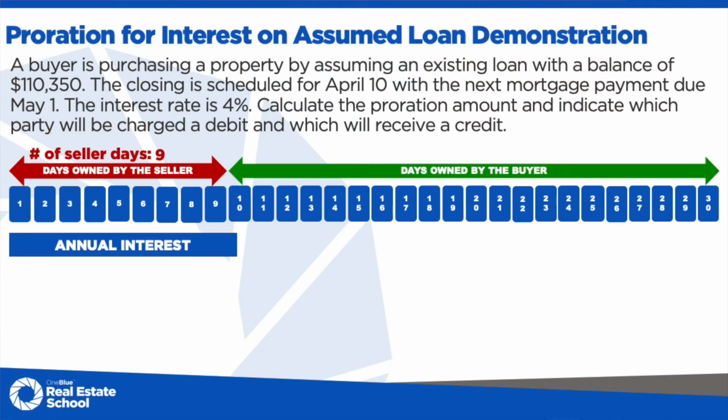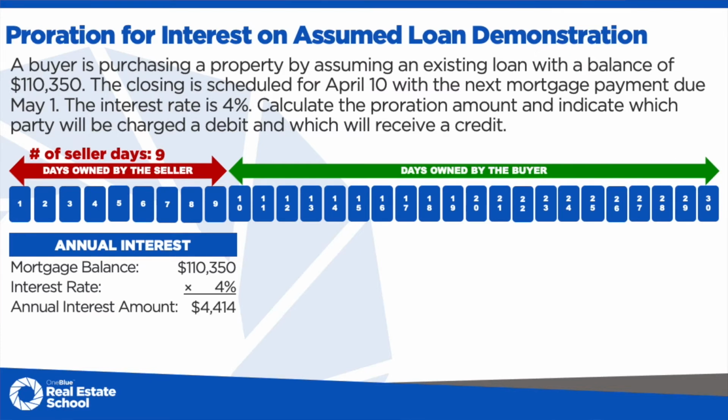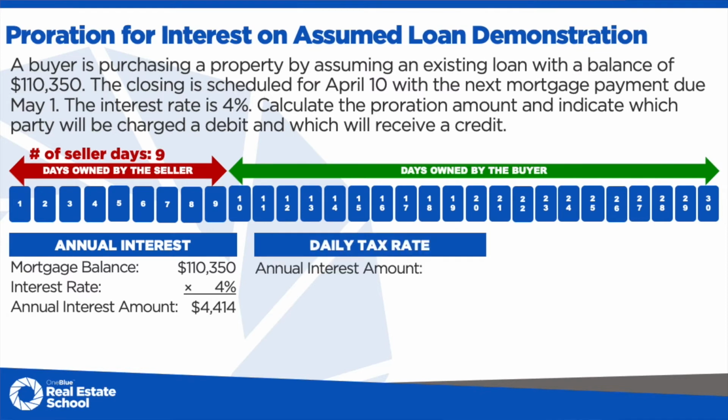So for the first thing, how much was our annual interest rate? So we're going to take the mortgage balance, which was $110,350. We're going to multiply it by the annual interest rate of 4%, and that's going to give us $4,414. Now we need to divide that by something. So do we divide it by 30 or something else? Remember, interest is annual, so we're going to divide that by 365 days, the number of days in a year, to find the daily interest rate. Because what we're trying to find out is how much to charge the seller for these 9 days.